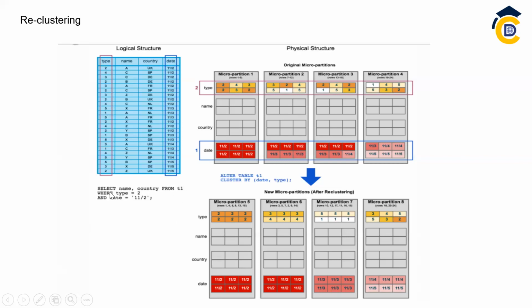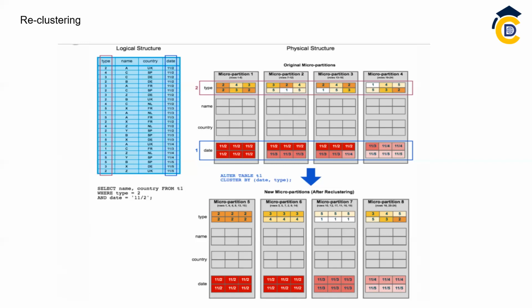Select name, country from T1 where type equal to 2 and date equal to 11/2, right? Now, in this original micro partition, before clustering, how many micro partitions do you have to scan? No, my question is, I had only 10 rows. My 10 rows didn't cross my total memory of 500 MB. So in that case, let us assume only a single partition is created. All the 10 rows are sitting in the single partition, which is micro partition 1. The 10 rows had different dates like 11/2, 11/3, 11/4, 11/5.